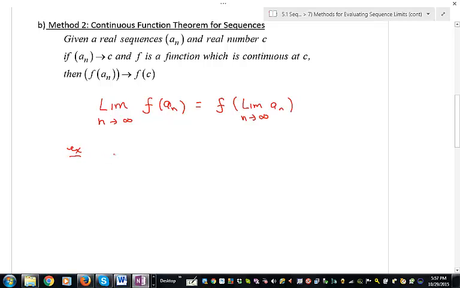Suppose we want to look at the sequence of the square root of the quantity n plus 1 divided by n. We can show that this sequence is bounded above and it's monotonic decreasing. So we know that this sequence converges by the monotone convergence theorem.